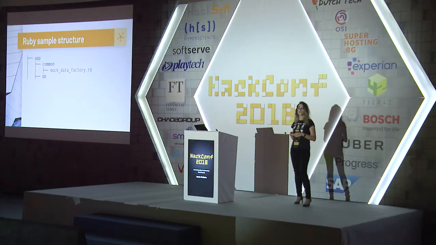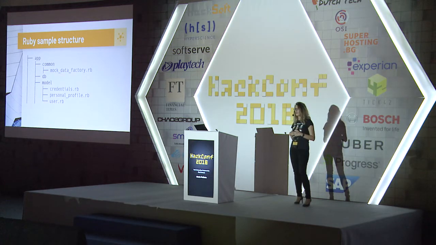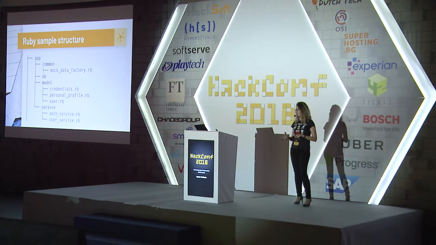Then I have a module which will be responsible for accessing the database and updating or retrieving data from there. The model is going to contain the representations of different business objects that will be used in my test, like a user, his credentials, and his personal profile. And I have the service module, where I will have all my classes that are actually interacting with my API services.